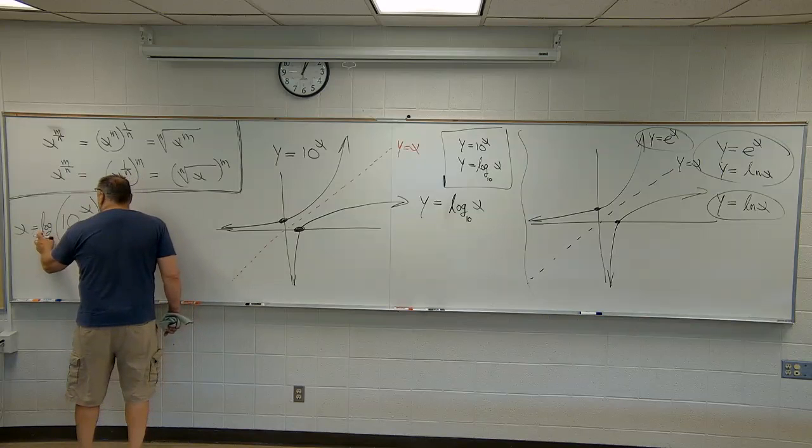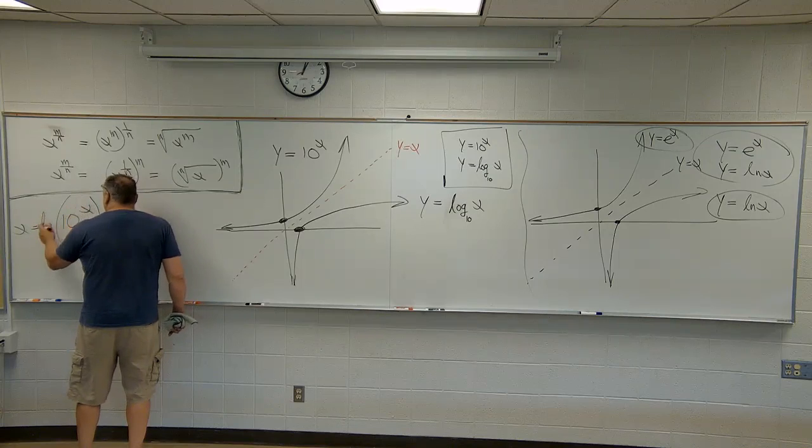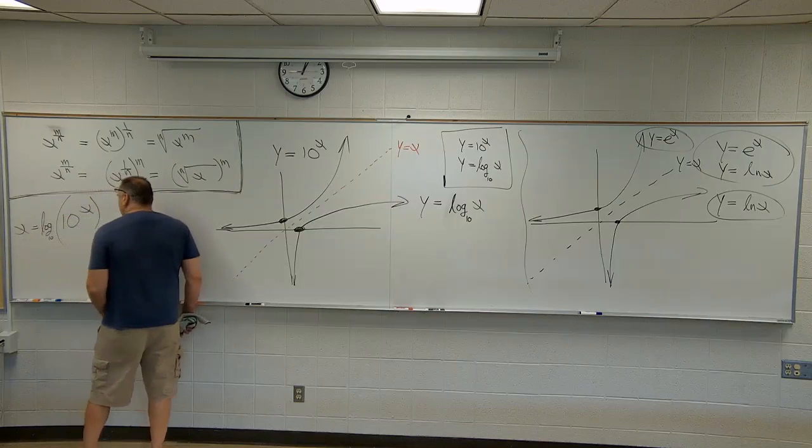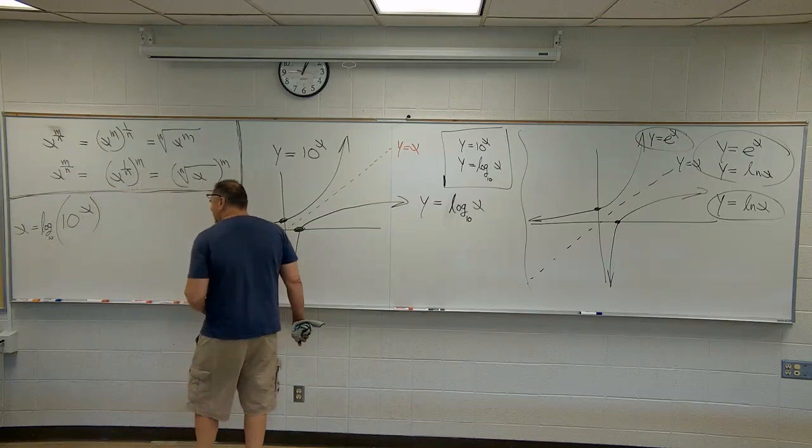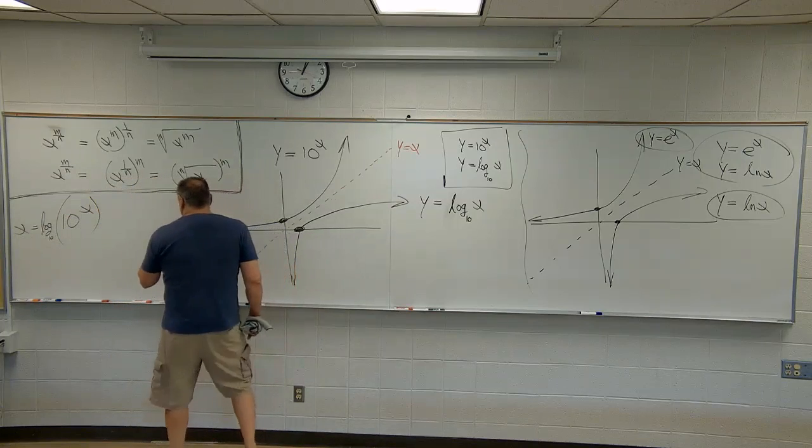If I take the logarithm, base 10, of 10 to the x, what is the exponent of 10 having x as an exponent? It's x.